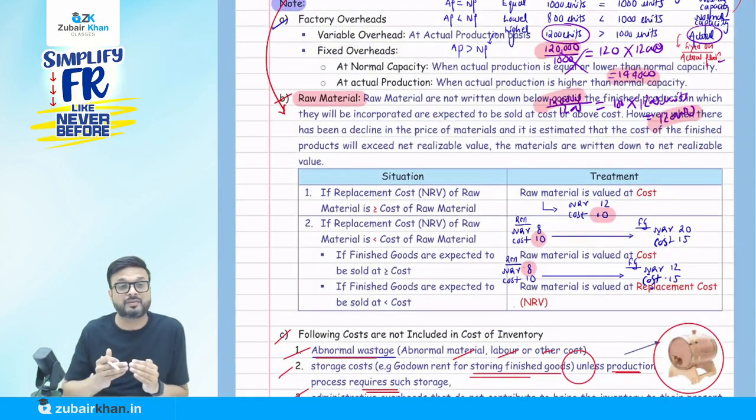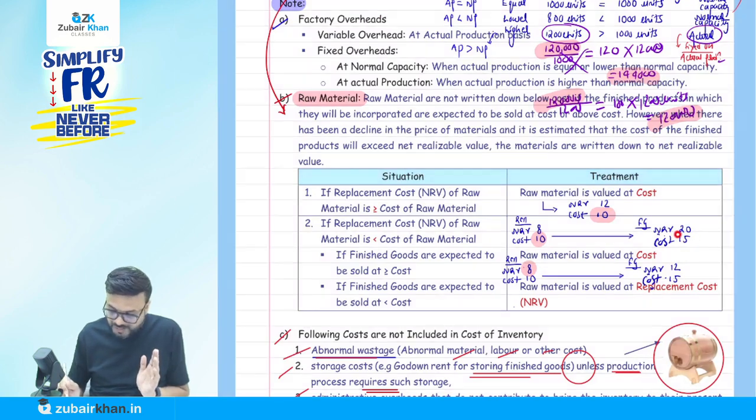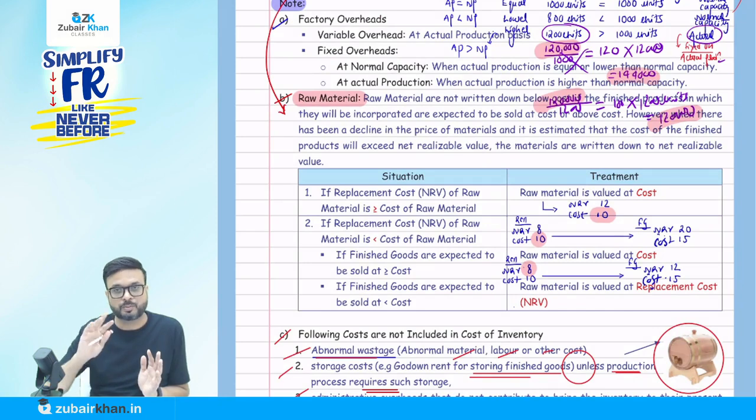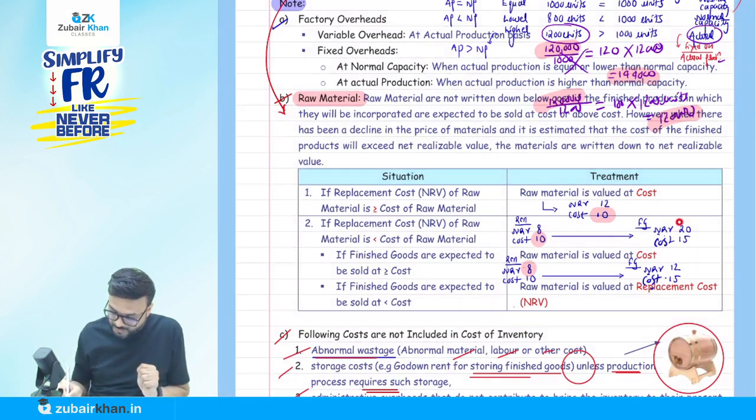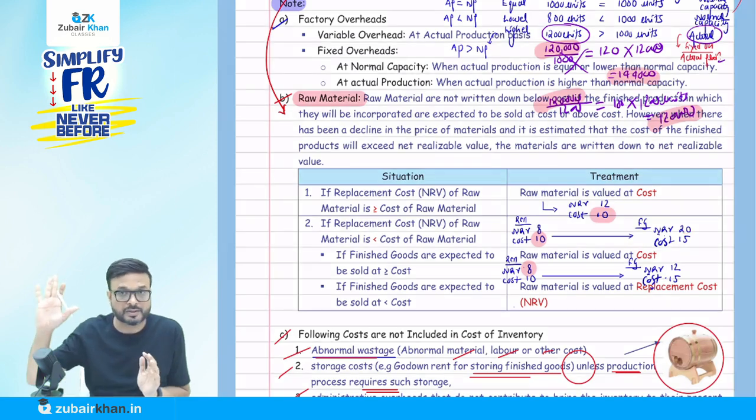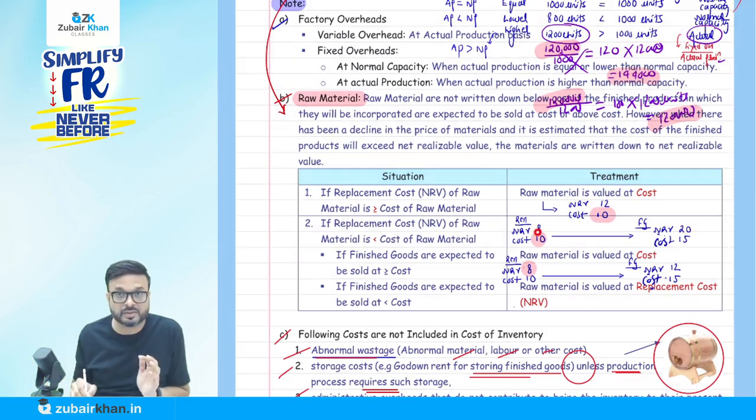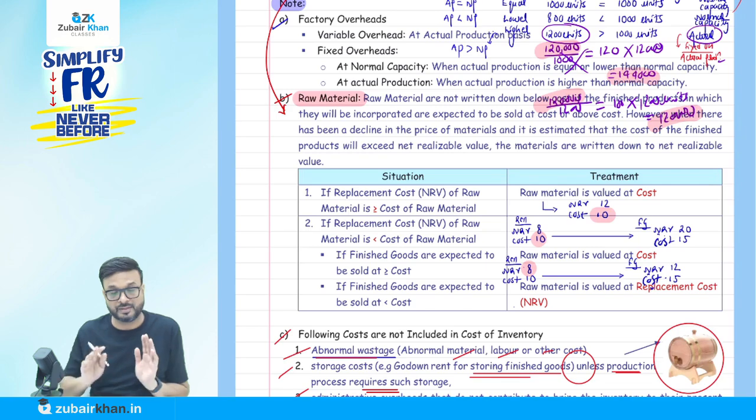But if my NRV is going to be lower than the cost, one exception: we have to see the finished good. If the finished good is expected to sell for more than the cost, no problem. In that case there will be no loss in the future. So even though my NRV is lower, I will record it at cost. But if my finished good is also going to sell lower than the total cost, in that case I will record it at the NRV. This is an important point.